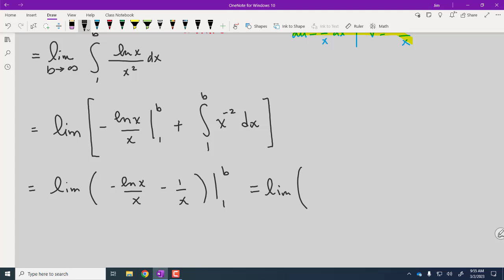Good over evil. So we have negative natural log of b divided by b, minus 1 over b. And now we subtract off the antiderivative evaluated at 1. Subtracting off a negative turns into addition. Natural log of 1 is 0. So we're going to have plus 0 and plus 1. Subtracting off antiderivative at 1.